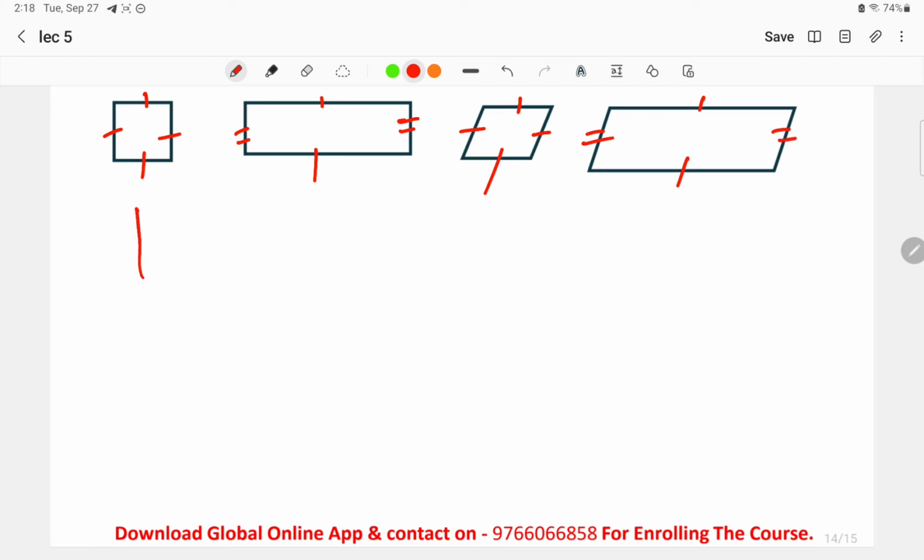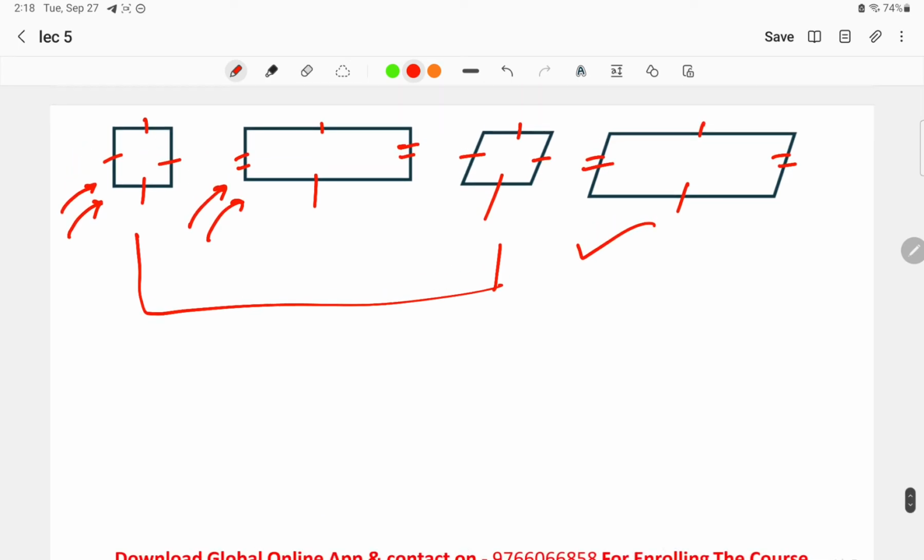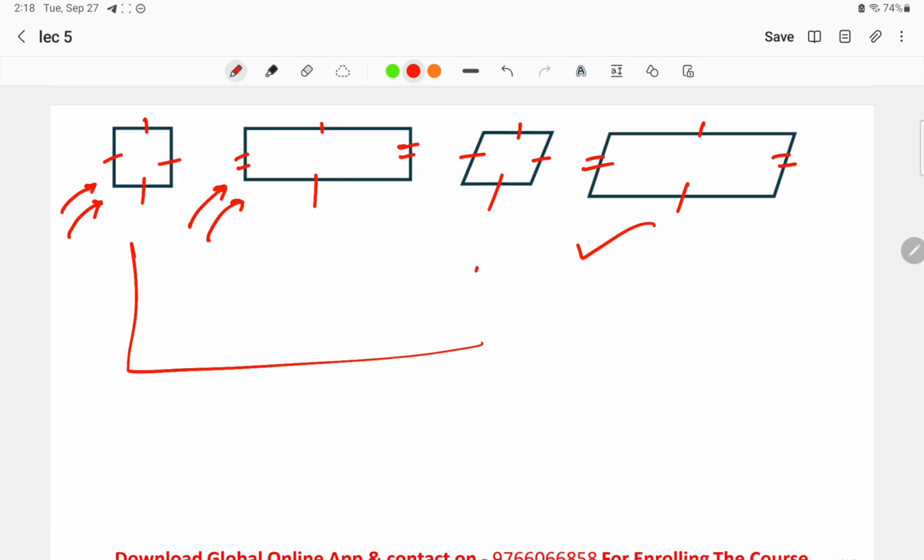Now what was the basic difference between the square and the rhombus? As I told you, whenever we give a small tilt or a small push to a square, it forms a rhombus, and whenever we give a small push or small tilt to a rectangle, it forms a parallelogram. So the difference between the square and the rhombus is nothing but the difference of angle.